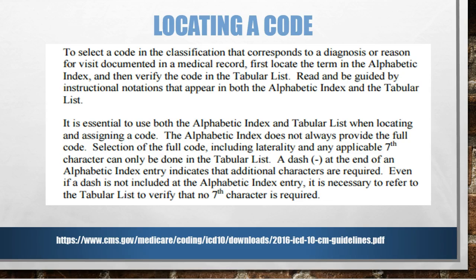Let's discuss locating a code. First, you must always identify the main term. Then reference the main term in the alphabetic index. Once you locate the main term in the alphabetic index, you will verify the code in the tabular list and read all instructional notes. Here again, it's very important that you locate the main term, locate the term in the alphabetic index, and reference the tabular list. Please review the coding guidelines for locating a code.